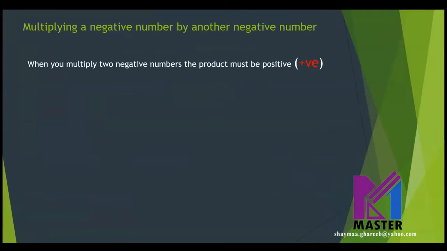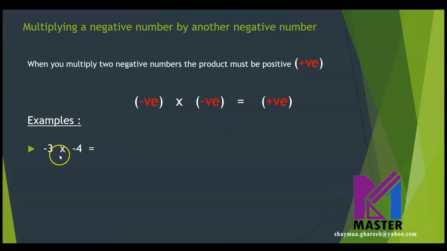Multiplying a negative number by another negative number. The product in this case will be a positive number. Let's see an example. If I have a negative number multiplied by another negative number, then the product, or the answer, will be a positive number. The first example here: negative 3 times negative 4. So 3 times 4 equals 12. And when we multiply two negative numbers, the answer will be positive. Then the answer will be positive 12, which is 12.